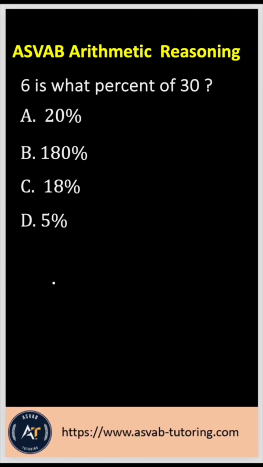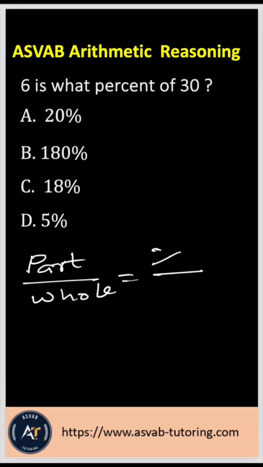Here is another important problem for the ASVAB arithmetic reasoning. The problem says: 6 is what percent of 30? If you want to solve any kind of percentage-related problem, you could follow this formula. It will really help you. Let me write that down: part over whole equals percent over 100.